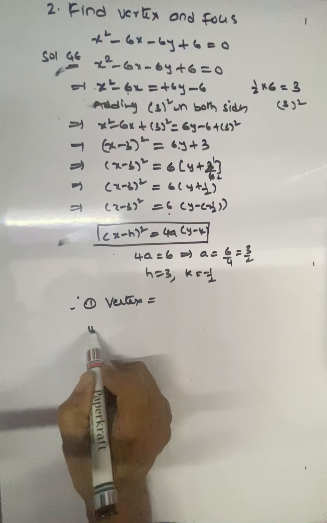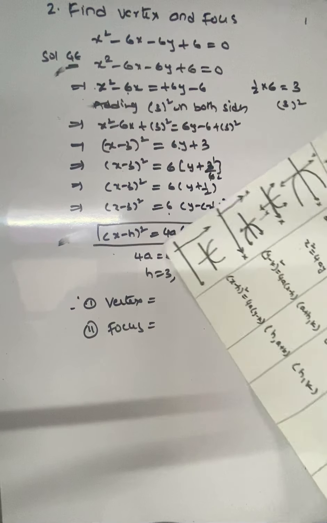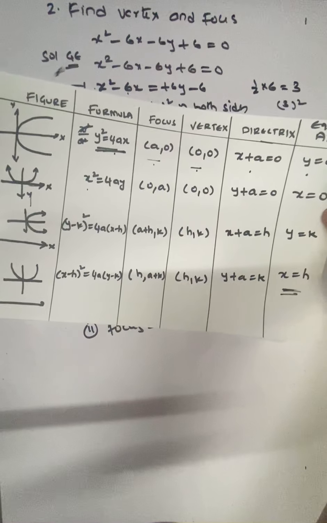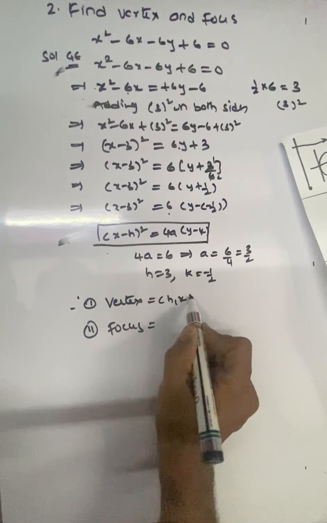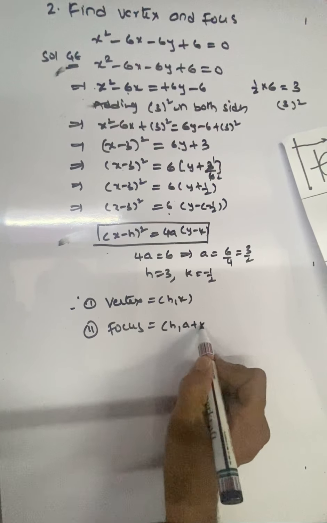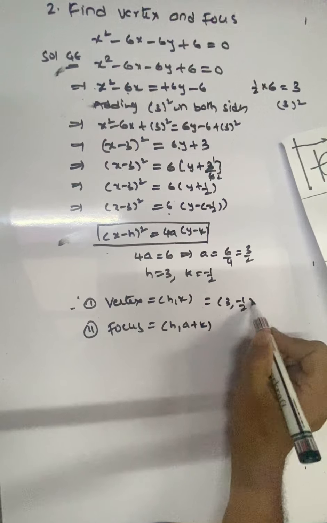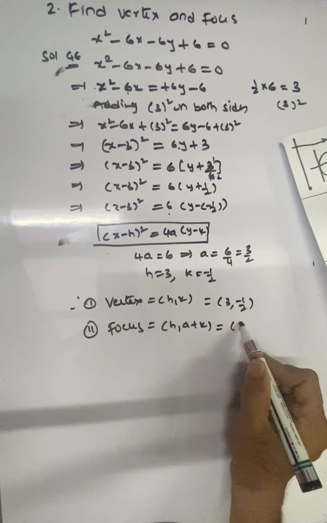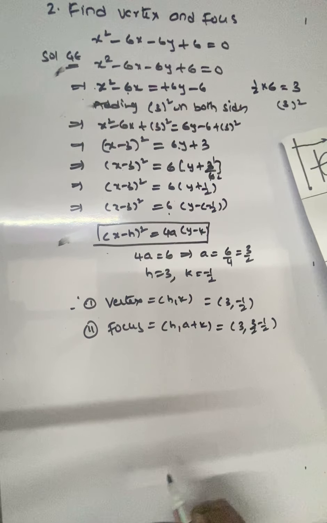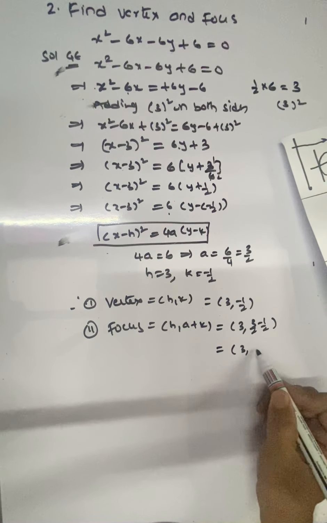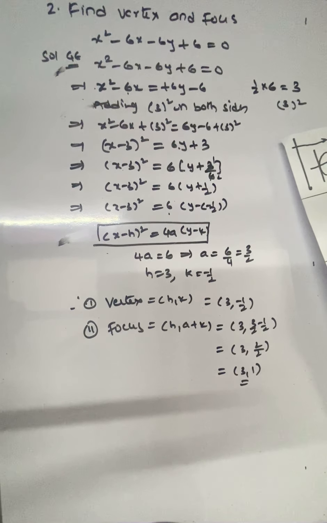First bit is vertex, second bit is focus. For this formula, x minus h whole square, what is the vertex? It is h comma k. Focus is h comma a plus k. So h comma k is 3 comma minus 1 by 2, and h comma a plus k is 3 comma 3 by 2 plus of minus 1 by 2, which is minus 1 by 2. So 3 comma 2 by 2, so this is 3 comma 1. This is the focus.